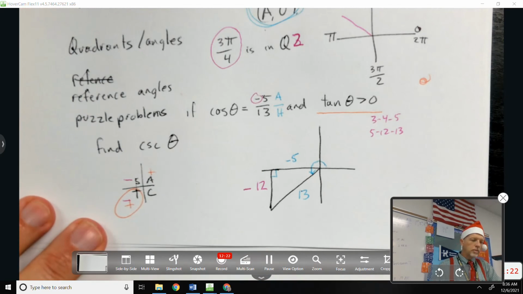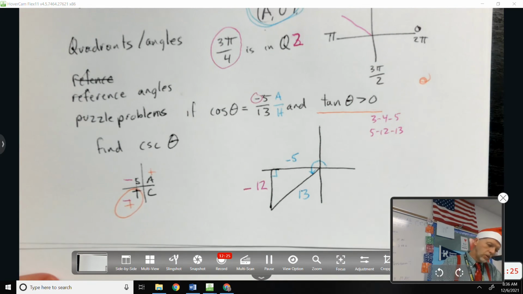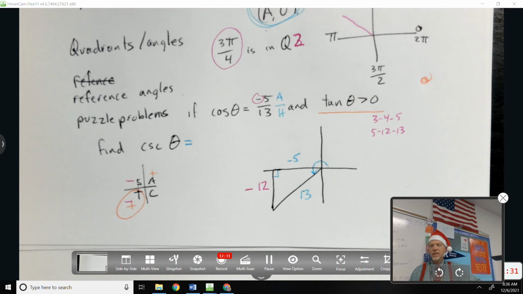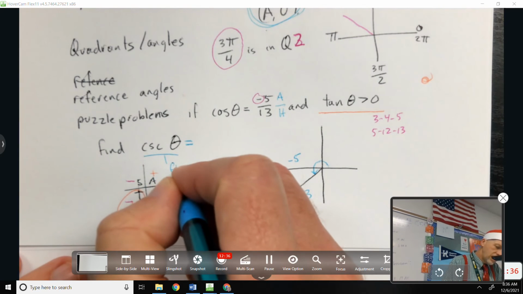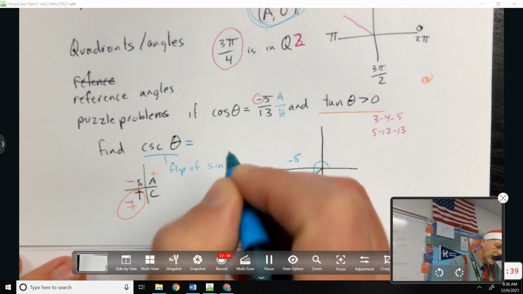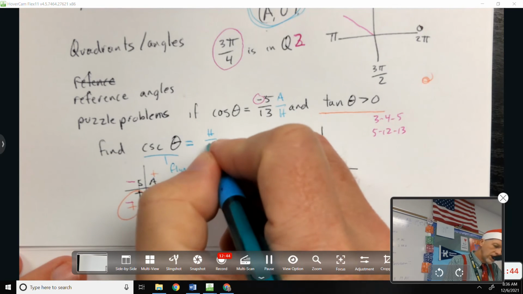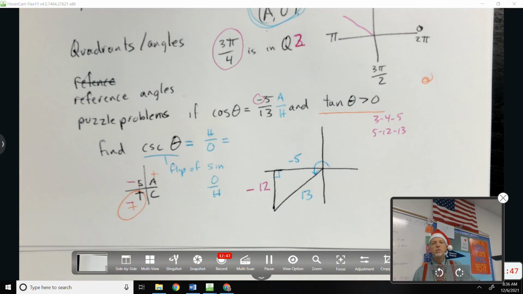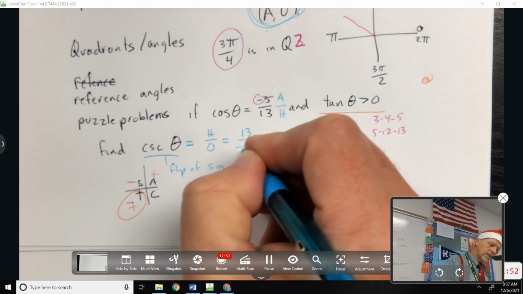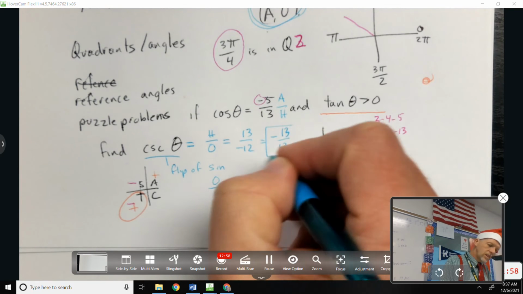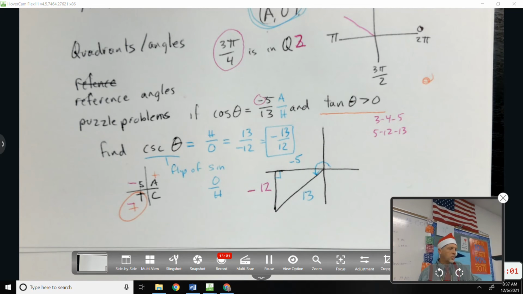So am I done with this problem yet? No, because I was asked what's the cosecant. I don't think in terms of cosecant. Who's cosecant partnered with? Sine. So I need the flip of sine. Sine is opposite over hypotenuse, so we need hypotenuse over opposite. So it's 13 over negative 12, and it would probably be written as negative 13 twelfths. That's what I mean by puzzle problems.